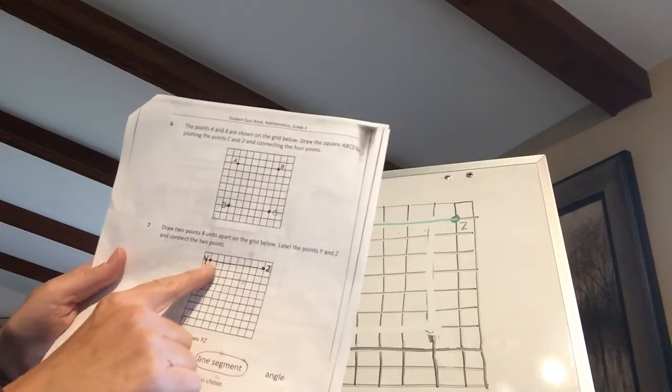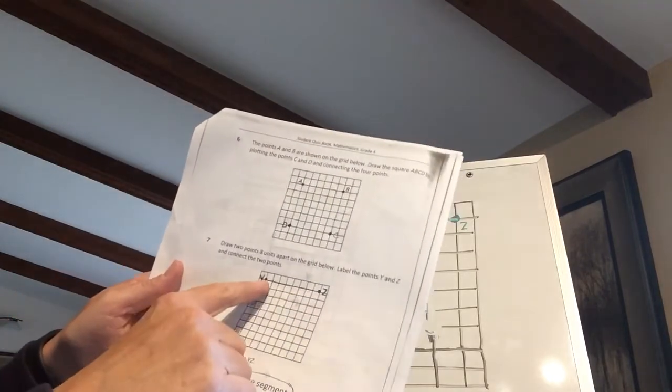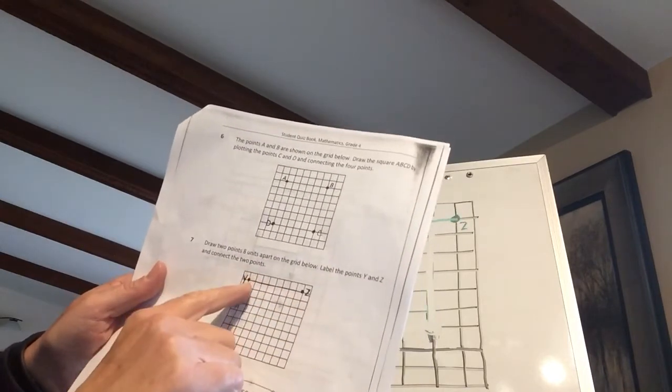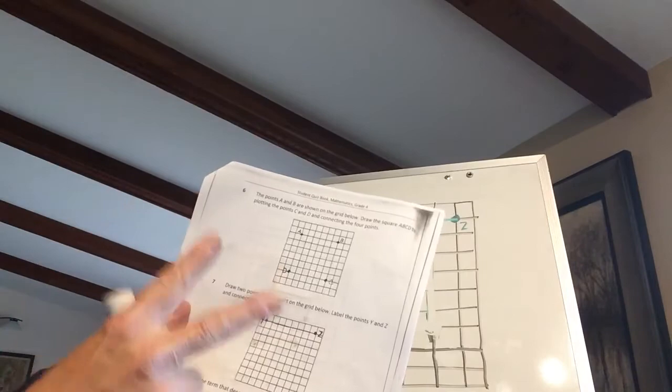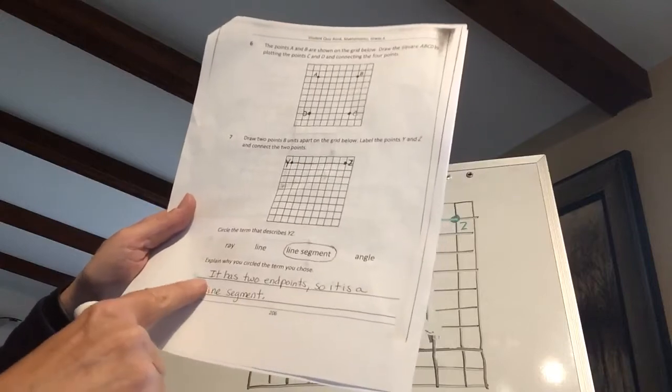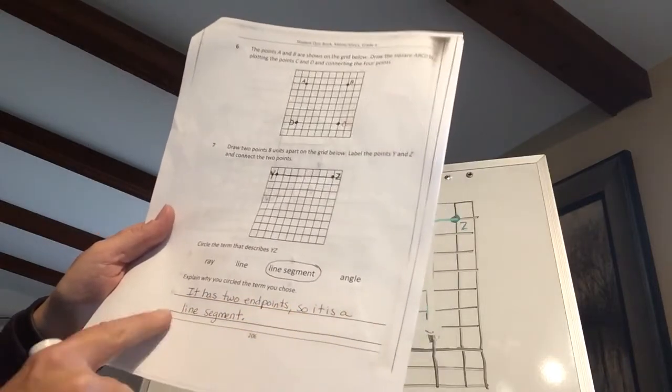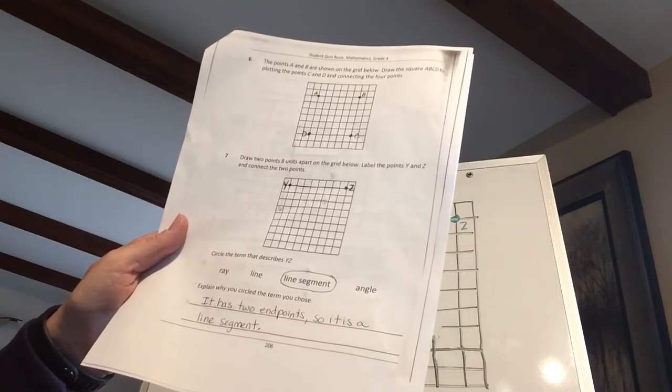So you can see YZ on Mrs. B's paper here. That would be a line segment, right? Why is it a line segment? It's straight and it has 2 endpoints. So that makes it a line segment, and that is how I would describe it in my answer. It has 2 endpoints, so it is a line segment. That's what you should have written.